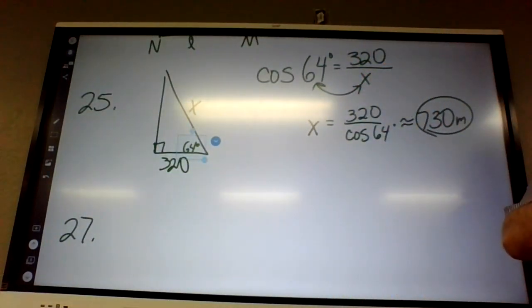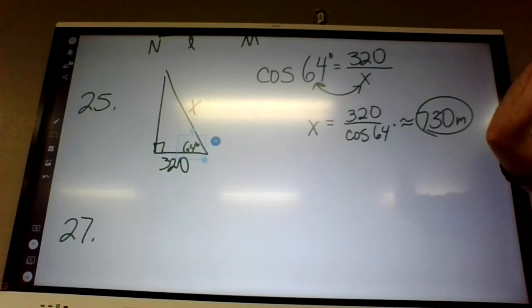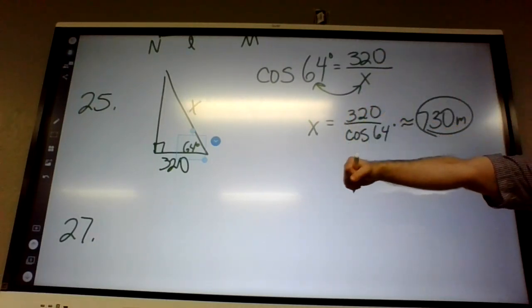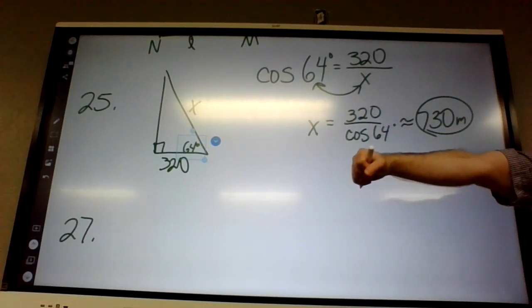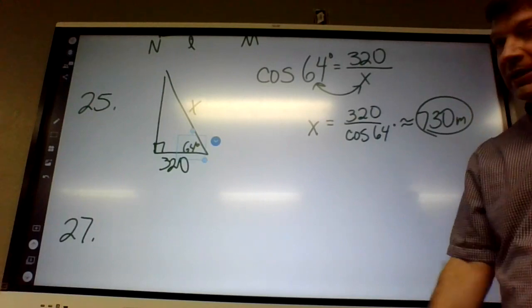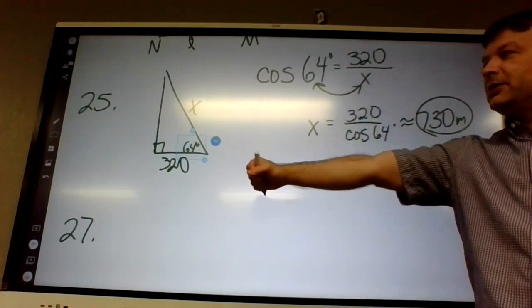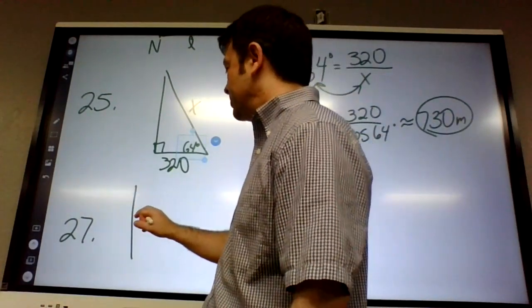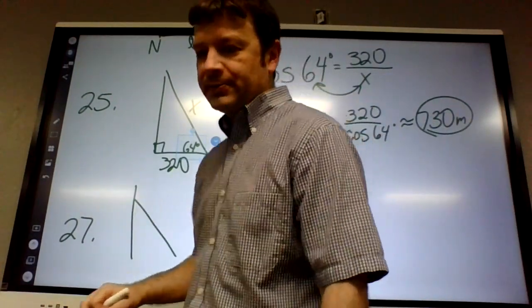Have you guys ever looked at a radio tower? The tower's going straight up and they have wires coming down to support the tower. So the pole goes up, the wire comes down.